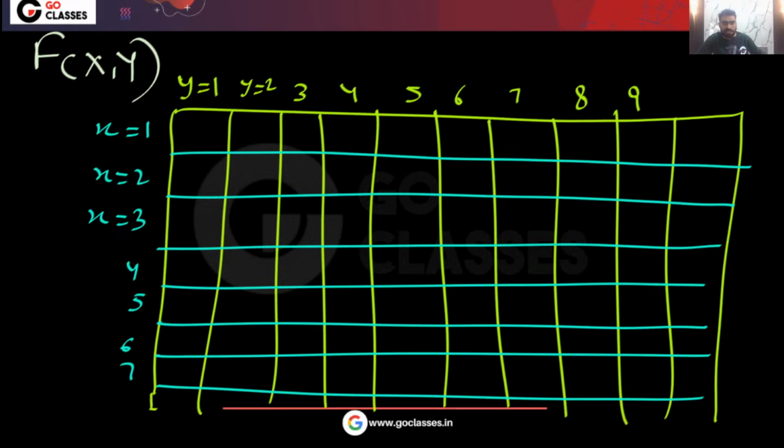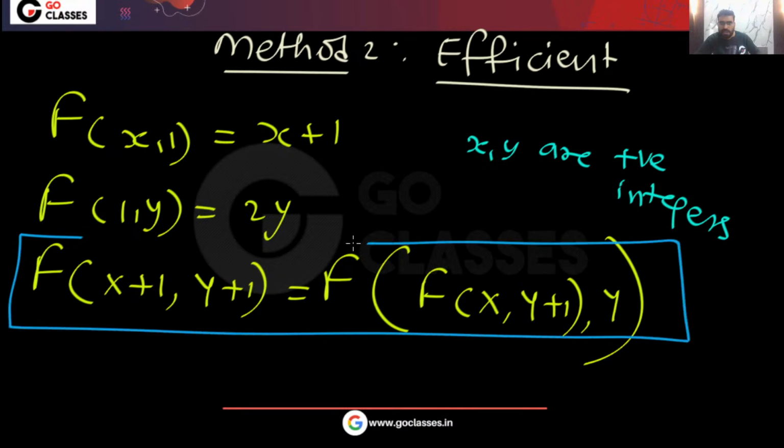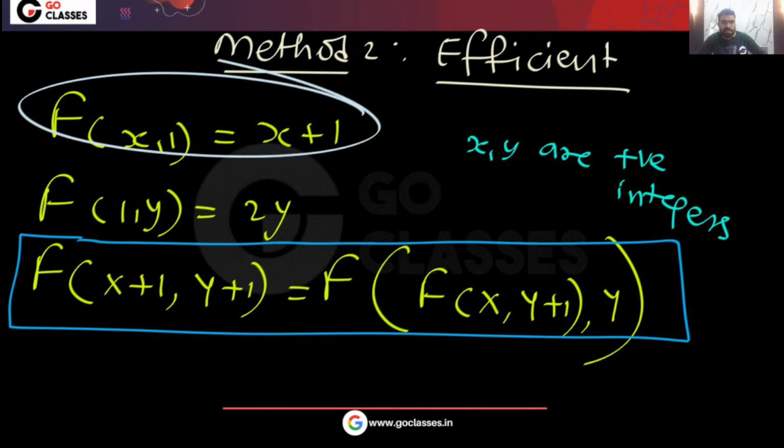Now, after creating this table, what you can do? You just observe what this function is given. See this function. Look at this. This is the actual line. Yes or no? But before that, what you can do? You can fill these entries.